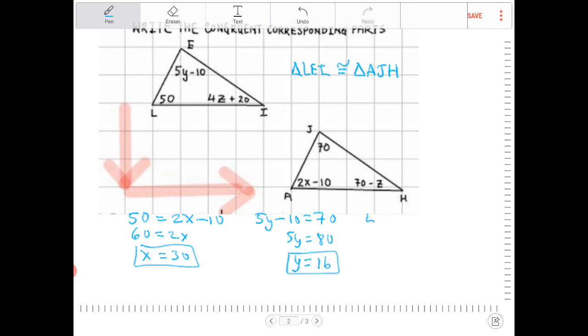4z plus 20 is equal to 70 minus z. Add z to both sides, 5z. Subtract 20, get 50. z will equal 10.